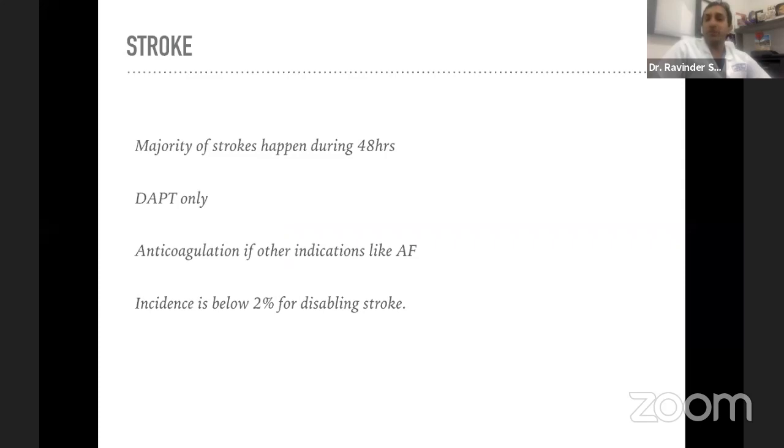Stroke is very important. It is very important for us to follow up these patients. The majority of strokes happen during the first 48 hours, but there can still be a stroke on follow-up. Now, if you see a patient in your follow-up who has undergone TAVR, now 3 months post-TAVR, and you have noticed that the patient has developed a TIA or some sort of thromboembolic manifestation, there are two important things which need to be ruled out.